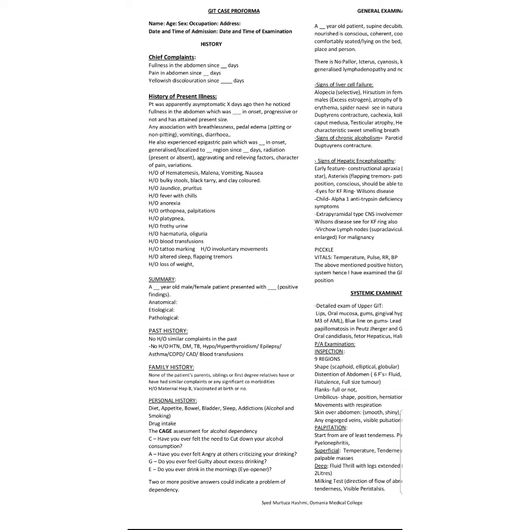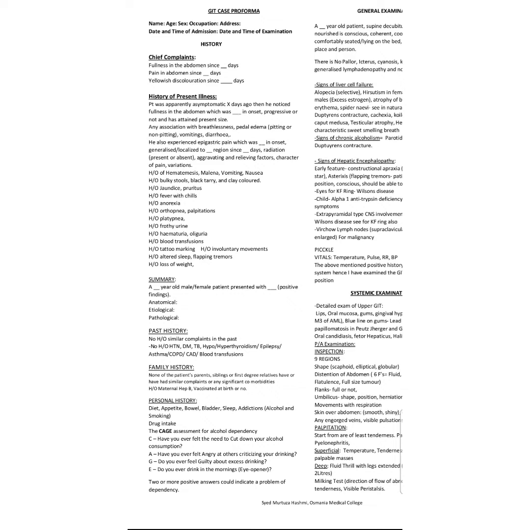Then going to the past history, you need to mention any similar complaints in the past, any comorbidities like diabetes, hypertension, TB, hypothyroidism, epilepsy. In all cases we need to rule out comorbidities like asthma, COPD, CAD. Blood transfusions can transmit viral hepatitis, so you need to rule out blood transfusions. And for family history, Wilson's disease and hemochromatosis are familial diseases, so you need to rule out those.